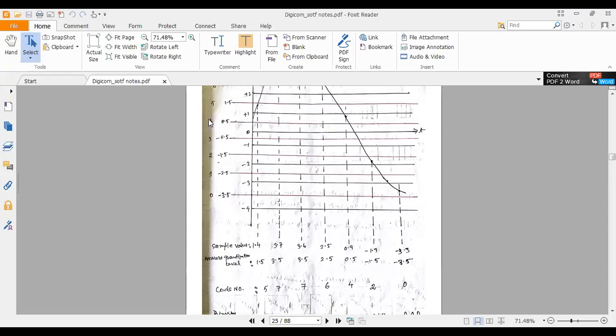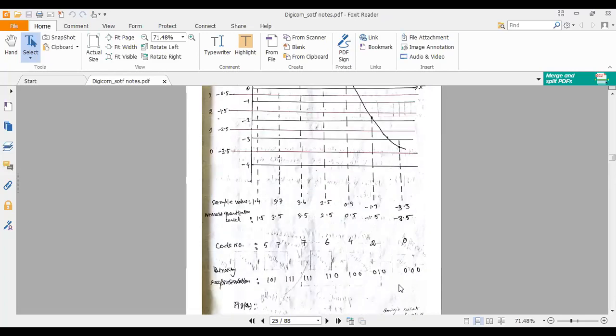0.5 का क्वांटाइजेशन लेवल का कोड कितना है? 4. सो 4. -1.5 क्वांटाइजेशन लेवल का कोड कितना है? -1.5 कोड है 2. तो 2. ठीक है. लास्ट में क्या था? -3.5. -3.5 का कोड कितना है? 0 है. ठीक है. तो इन दैट वे वी गॉट all the code for quantization levels. This is 5, this is 7, 7, फिर 6, फिर 4, फिर 2, फिर 0.